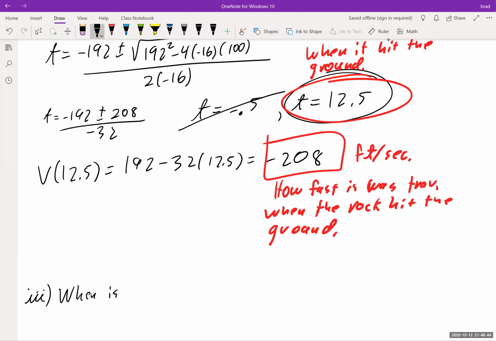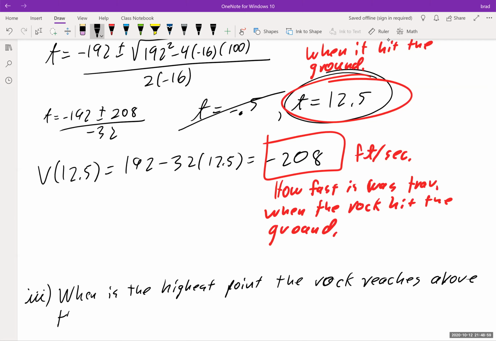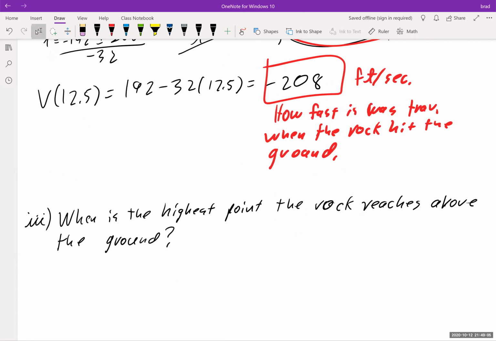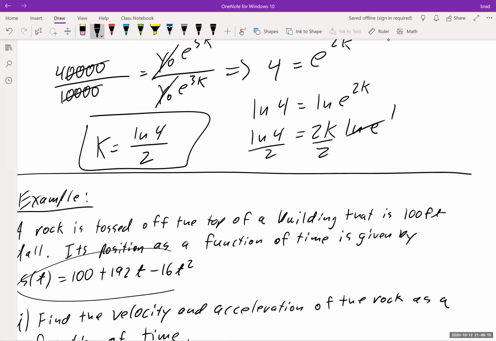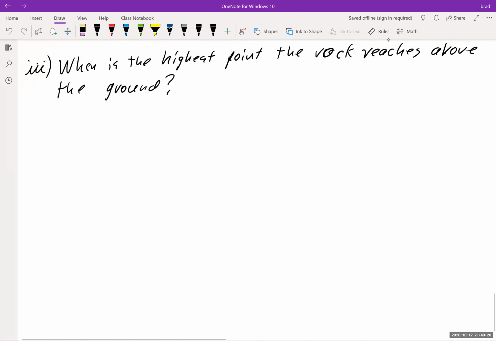Okay, so now we've got to think. You could do this with pre-calc. This is an algebra problem. Notice the function. What shape is this function? This function is a parabola. So we could just find the vertex of the parabola, and that would be the highest point, right?